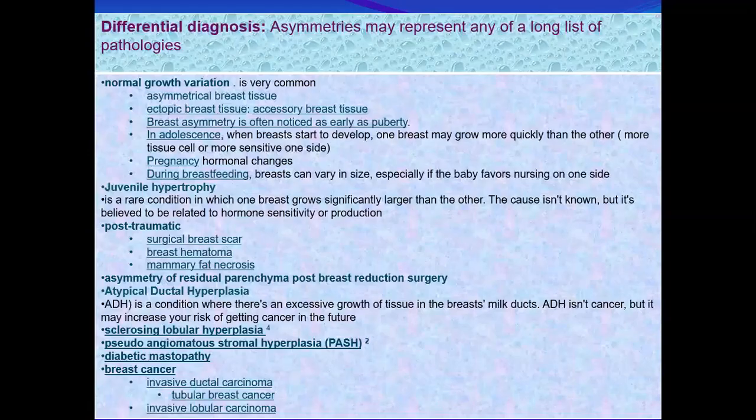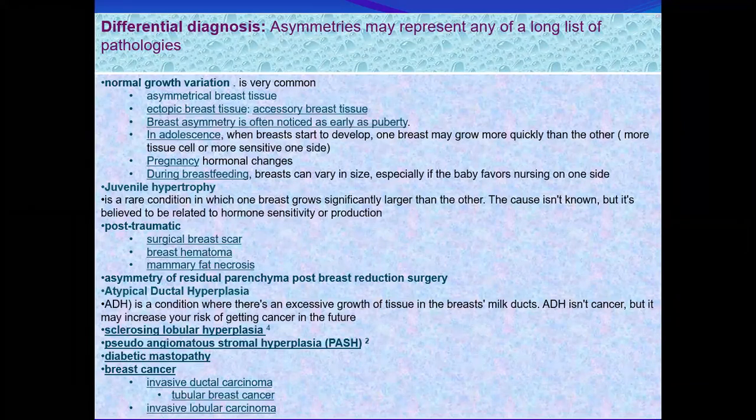So the differential diagnosis for asymmetry might represent any of a long list of pathologies. The very common is normal growth variation: asymmetric breast tissue, ectopic breast, accessory breast, noticed at early puberty or in adolescence. They presume it might be related to more tissue cells on one side, or one side being more sensitive to hormones than the other. In pregnancy also, the effect of hormones might be slightly asymmetric, and during breastfeeding, you know that they may favor nursing from one side rather than the other, including juvenile hypertrophy.